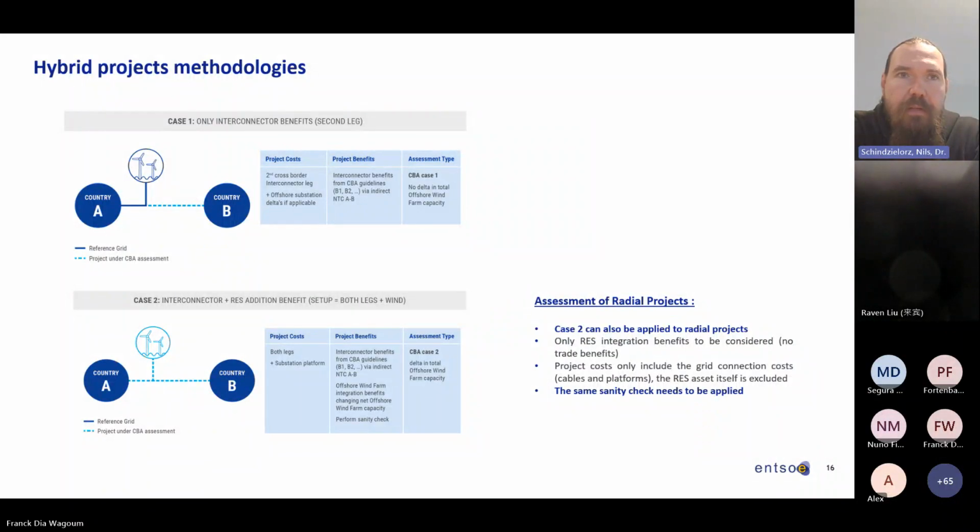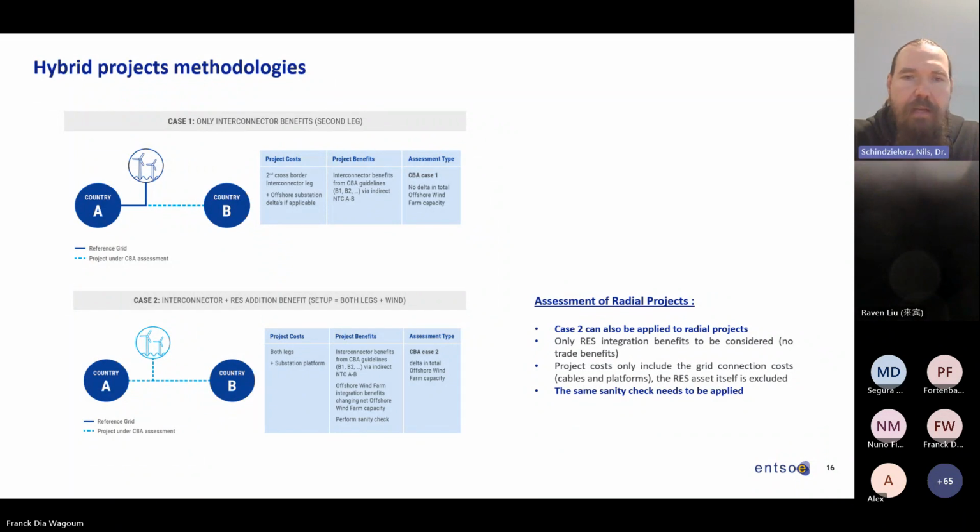What we have done also in the last TYNDP already is to think about that the producer surplus of the wind farm generator itself can be seen as kind of a business case for the project promoter, and therefore this can lie within the range of the actual costs. And the problem here is that we don't have the actual costs of the wind farms, and therefore we need to go with such an assumption. And for radial projects, this can also be applied the same way.